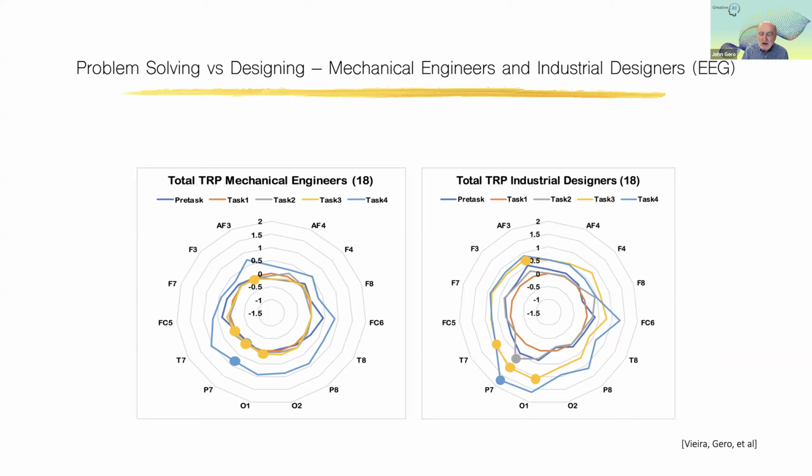If you're a mechanical engineer, it could be that, well, you know, you're just more efficient than those industrial designers. If you're an industrial designer, you might say, well, those engineers, you know, they're pretty lazy. They don't activate much. We don't know. But we have some base knowledge here to start investigating this.